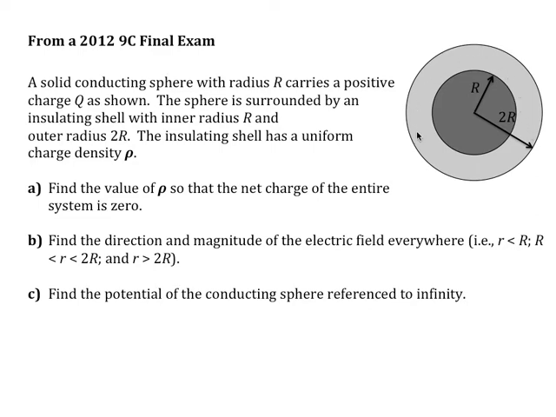Find the electric field in this intermediate region, little r between capital R and 2R, that's in the insulating region. And then find the electric field for little r outside this entire thing. And then finally find the potential of the conducting sphere in the center, referenced to infinity. In other words, electric potential V equals 0 at infinity.